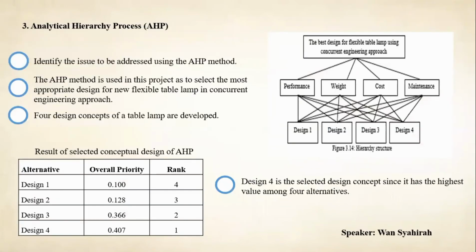Next is the AHP method. We use this tool to select the most appropriate design for the new flexible table lamp based on the CE project. There are 4 criteria that we evaluate for the 4 designs, which are performance, weight, cost, and maintenance. After we run a few tests and calculations, we select design 4 as it has the highest value among these 4 alternatives.